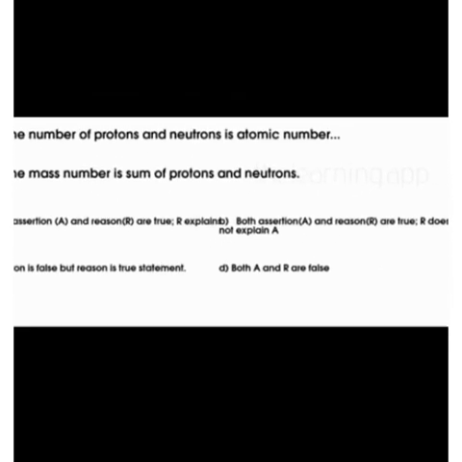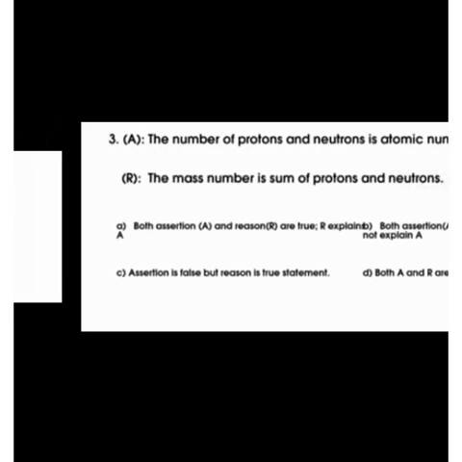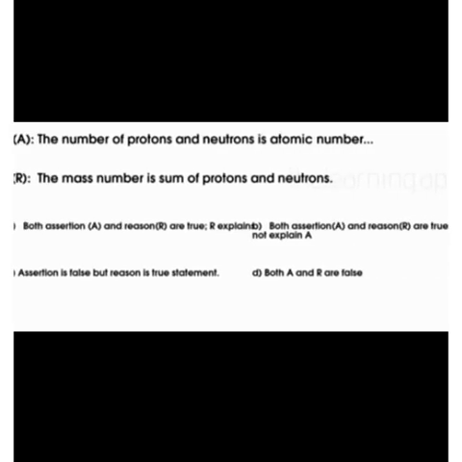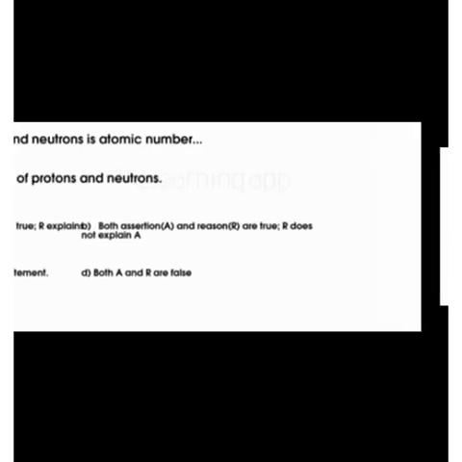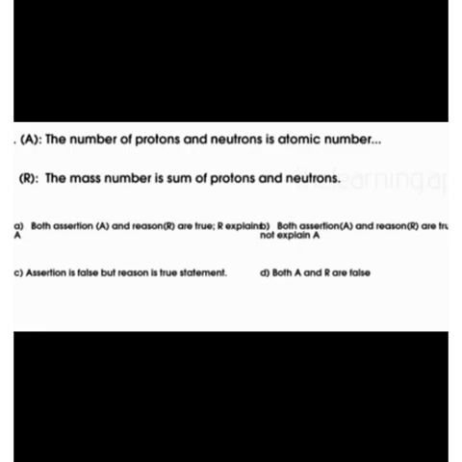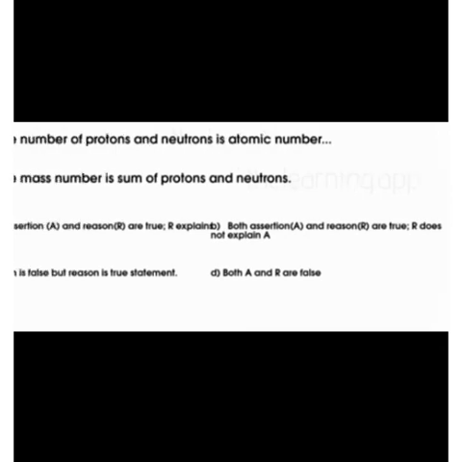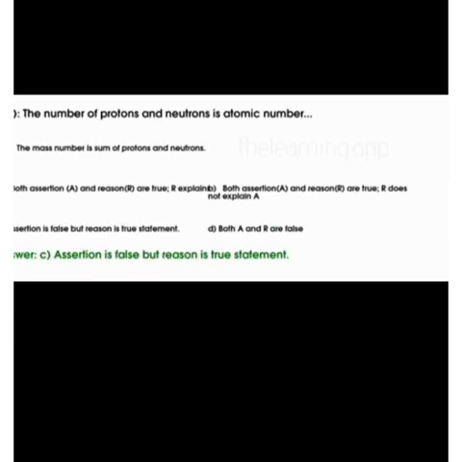The third one. Assertion: the number of protons and neutrons is atomic number. Reason: the mass number is sum of protons and neutrons. The options are A. Both assertion and reason are true and explain A, B. Both assertion and reason are true but do not explain A, C. Assertion is false but reason is true, and the last one, D. Both A and R are false. The answer is C. Assertion is false but reason is true.